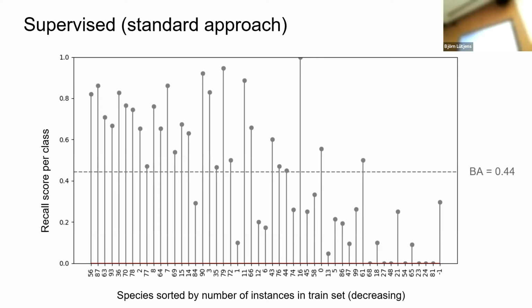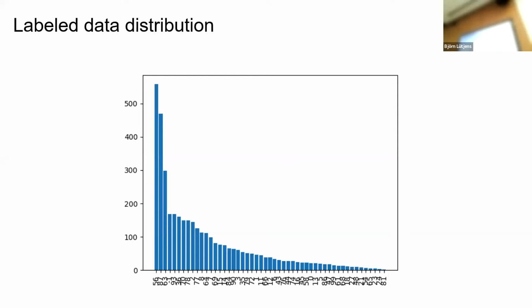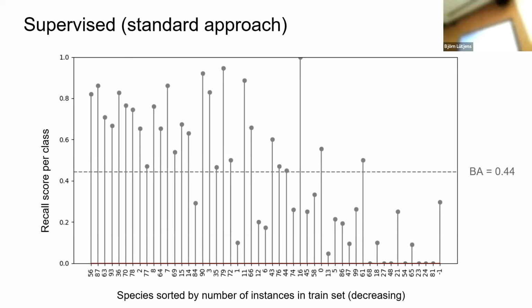As she showed us, you can calculate a metric per class, which is the recall score. On the x-axis is the species, sorted in the same order as shown before, from the largest to the smallest number of images. The y-axis is a score from 0 to 1. That's the recall score, which can be thought of like an accuracy per class. You know what recall is: true positives divided by true positives plus misses. It's just a score from 0 to 1.